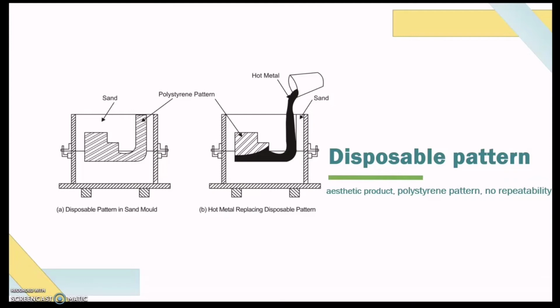The polystyrene pattern is surrounded with compacted sand. The pattern just stays there and we don't need to remove it, because the high temperature molten metal will pour onto the polystyrene pattern. Polystyrene has a very low melting point, and when it meets high temperature molten metal, it vaporizes and the molten metal takes its place and fills up the cavity. The process for disposable pattern is just as simple as that.